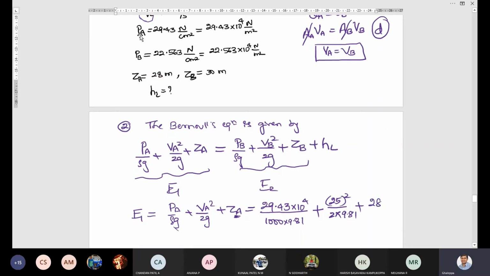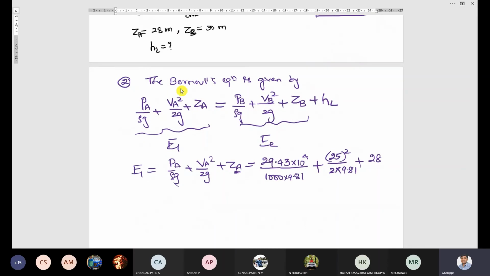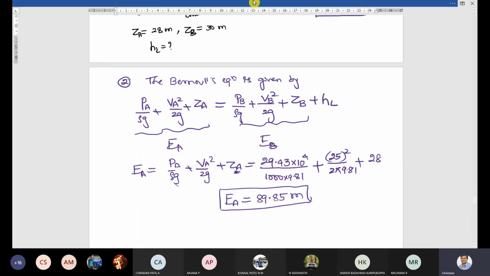If you substitute all these values in a calculator, I get the value of EA, the energy at point A, equal to 89.85 meter. So this is the energy at A. You can ask why we are calculating energy, since you can directly substitute here. Yes, you can, but you will come to know the direction. Based on the pressure value also you can decide. That is a simple way. But sometimes the pressure will be constant and they will change the velocity and potential energy, so remember that method also.